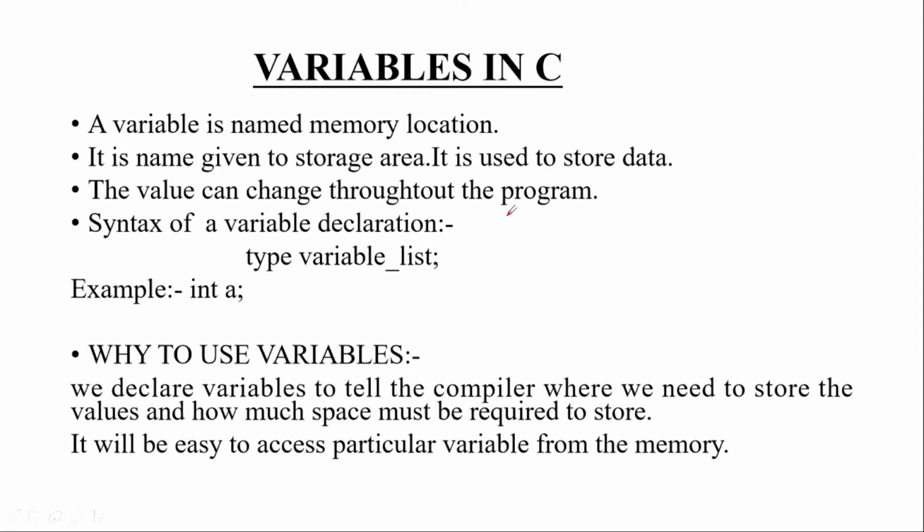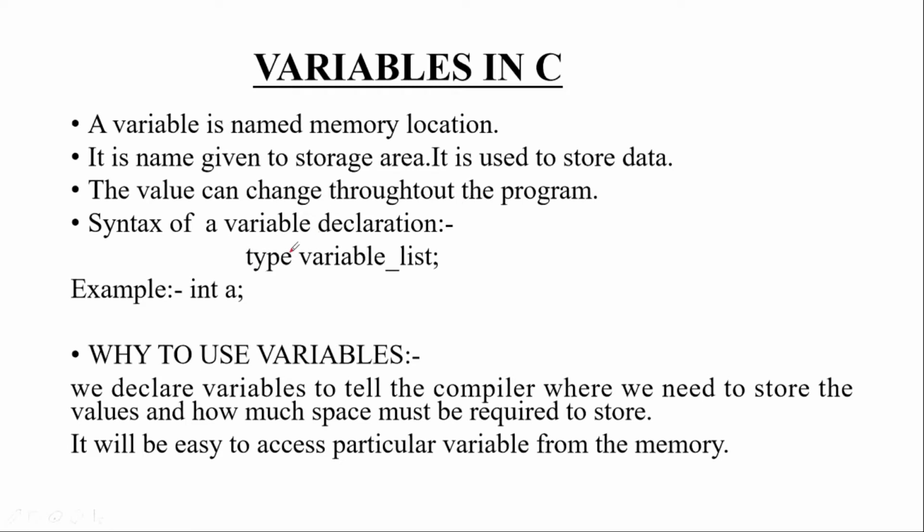So what is a variable? A variable is a named memory location. It is used to store the data. Whatever data we give in the program, it is used to store. And what variable actually means is that we can change its value. A variable means a value that can change, so we can change the value of the variable throughout the program.